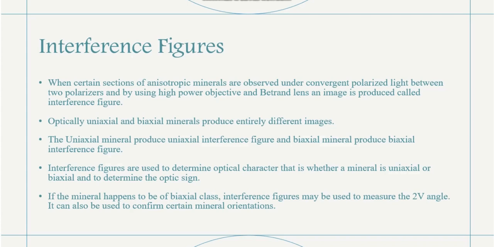For uniaxial, we call them uniaxial interference figures, and for the biaxial, we say they are biaxial interference figures. These interference figures are used to determine the optical character, that is whether a mineral is uniaxial or biaxial, and to determine the optic sign. We've already have a video on determination of the optic sign of both uniaxial and biaxial minerals, and we know that for anisotropic minerals, we've got those that are uniaxial and those that are biaxial.